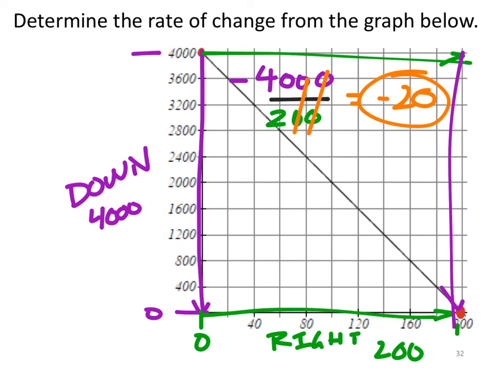So on this one, you're just figuring out the run first, which is still going to be to the right 200, right? And then you're still going to have to go down 4,000 to get to that other red point that I'm using. So to the right 200, down 4,000, it still produces the same exact fraction that we had before, which means that it also still simplifies into the -20 right there.